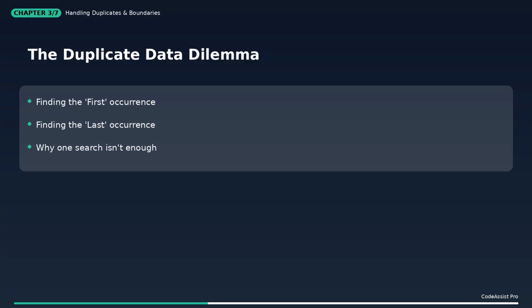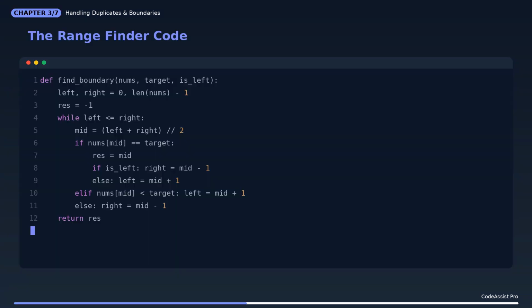If an array has 10 sevens, a standard binary search might give you any of them. To find the first or last index, we have to modify our logic to keep searching even after we find a match. This is a common pattern in big tech interviews. By using a Boolean flag, we can reuse our logic to squeeze the search space toward the edge. Notice that we don't stop when we find the target, we record it and keep going.